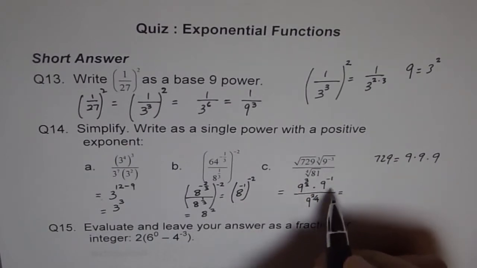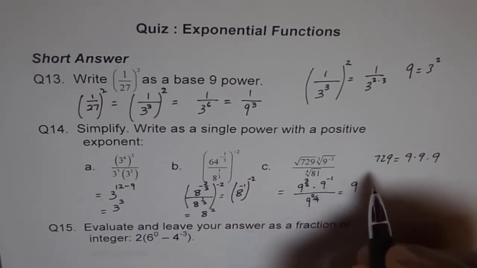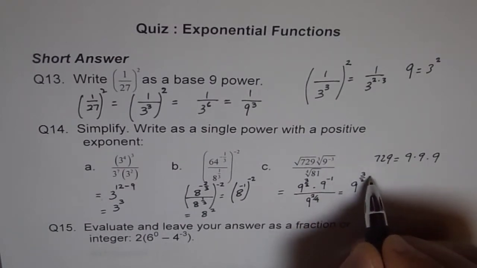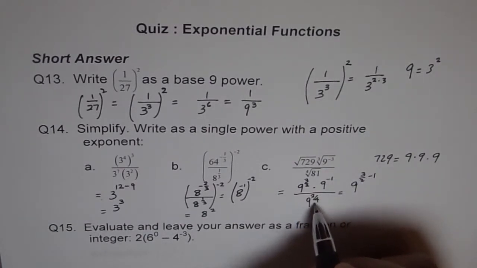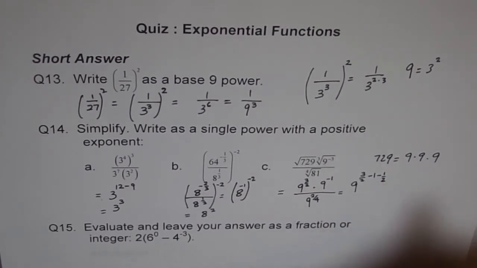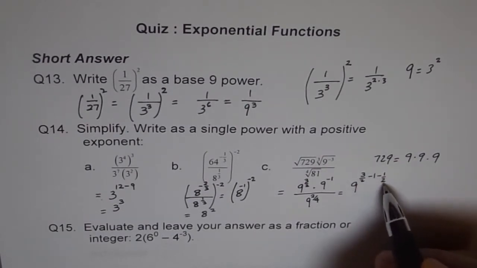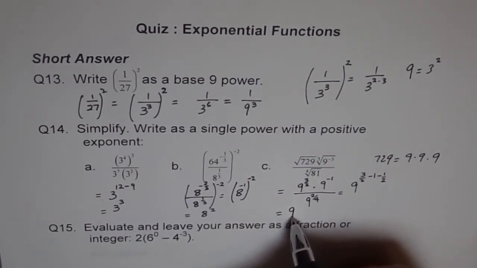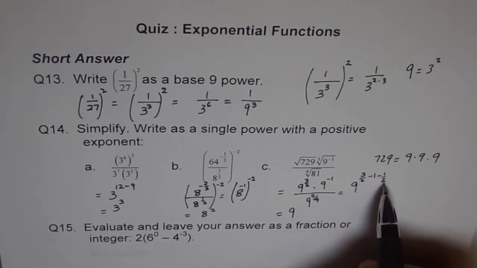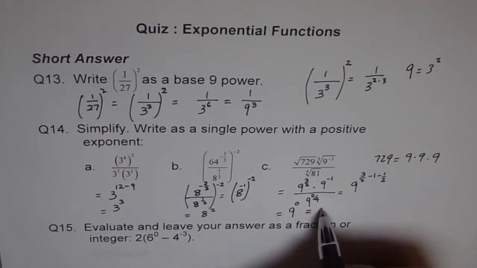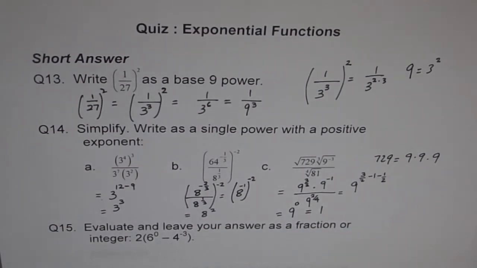So here we can add them. So we have 9 to the power of 3 over 2 minus 1, and this is minus 2 over 4, which is minus half, correct? So if we do this, what do we get? Let's take common denominator as 2. So this is equal to 9 to the power of, if the common denominator is 2, then this is 3 minus 2, which is 1, and minus 1 is 0, right? 0 over anything is 0. So we get 9 to the power of 0, which gives us 1. Okay? So that's what we get.